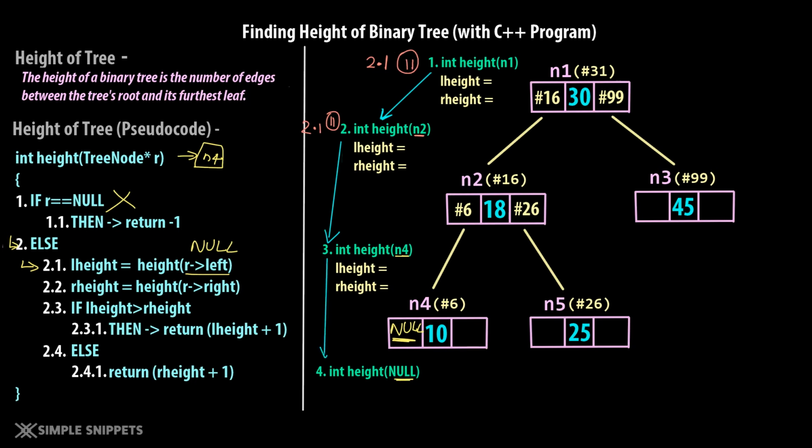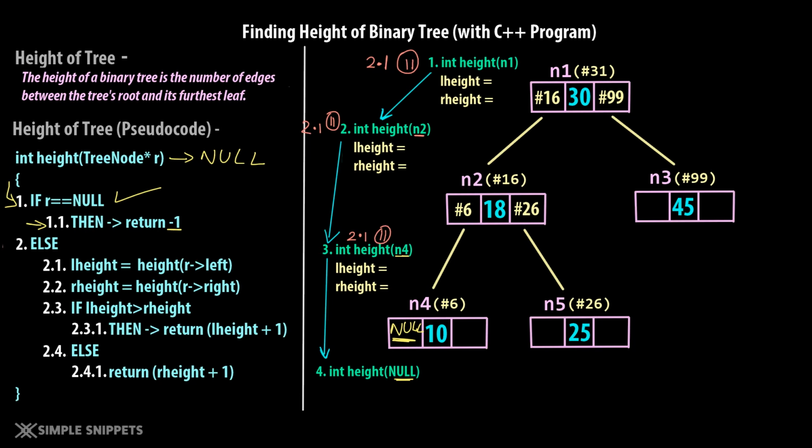The third height call is getting paused at step number 2.1. So let's write 2.1 over here, and it is paused. And now we will start with the execution of this fourth function call. So when the fourth function is called, we are passing null. So R this time is going to be null. And when you go inside this function, in the very first step this if condition becomes true, because now we are saying if R equals null, then return -1. So this time R is null, right? So this condition becomes true. We will execute 1.1 and we will say return -1.